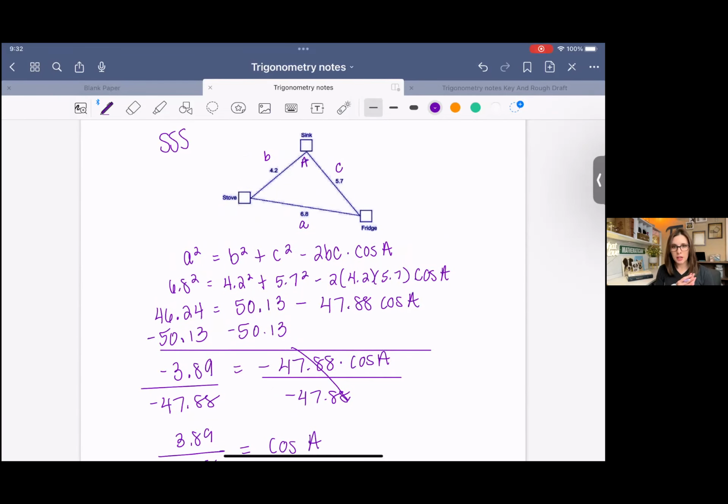I will say if you're asked to solve for all of the angles, then you could use law of cosines again to find one of these angles. And then once you have 2 angles, then you can use the sum of the angles to find the third one.